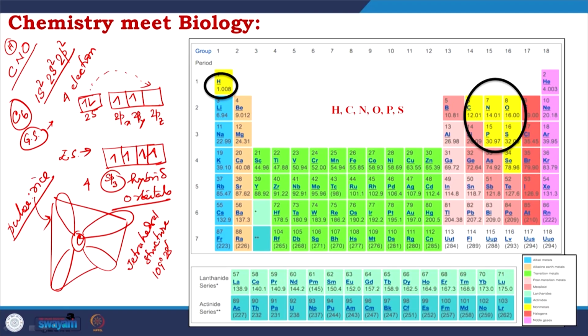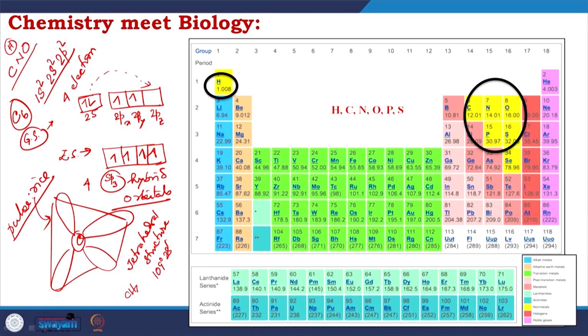If you take a look, this is what carbon looks like when it forms covalent bonds with 4 hydrogens, it will form methane. So what will happen to the other two, the nitrogen and oxygen?